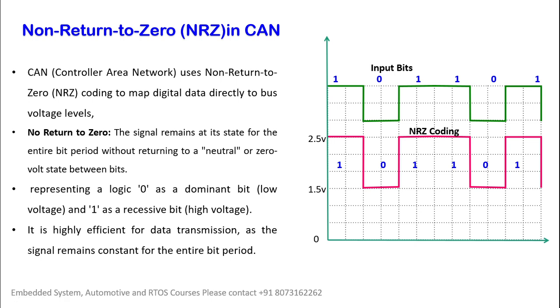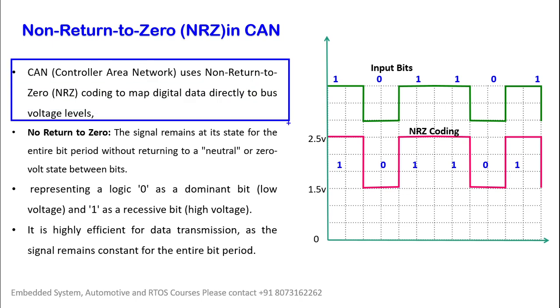So what is this NRZ coding? Let us understand the definition. We know that CAN protocol uses NRZ coding, that stands for non-return to 0. What do you mean by non-return to 0? It means CAN protocol uses NRZ coding directly to map your zeros and ones. This is one of the coding technologies to transmit the bits. So CAN protocol uses NRZ coding directly to map the bits.